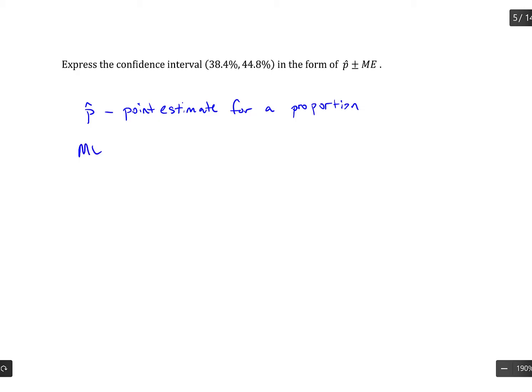Express the confidence interval 38.4% to 44.8% in the form of p hat plus or minus me. All right, so p hat, this is a point estimate for a proportion. Me, that is the margin of error.